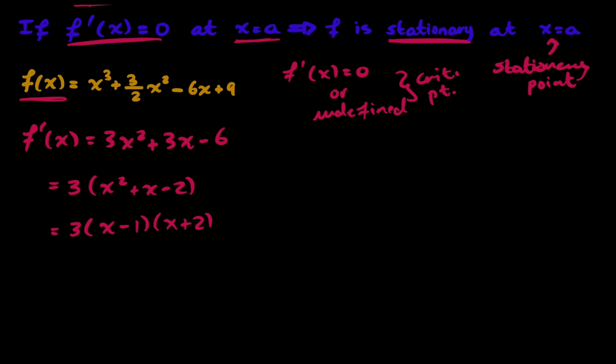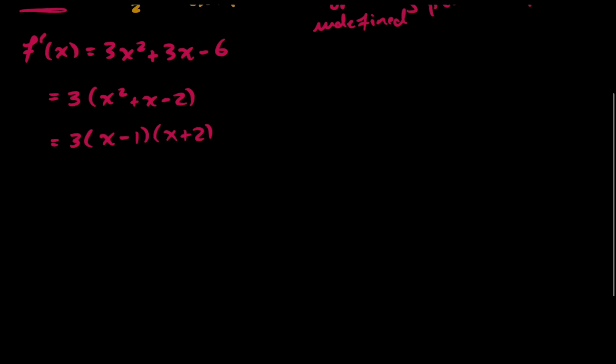Now we have it in factored form, and from this we can already determine what the stationary points are. Here we have stationary points at x equals 1 and x equals negative 2. Let's go ahead and put this on a number line, and I'm going to show you why we're doing that in a moment. And maybe I'll change colors because why not?